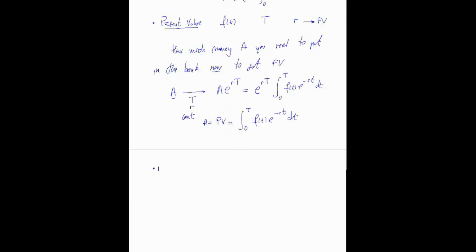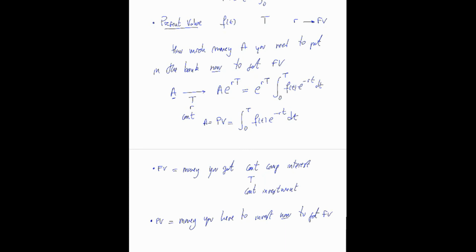Alright, the future value is the money you get from continuously compounded interest for a period of time T with a continuous investment. For example, you have a business and you are making money and you are investing it. The present value is the money you have to invest now to get some future value.